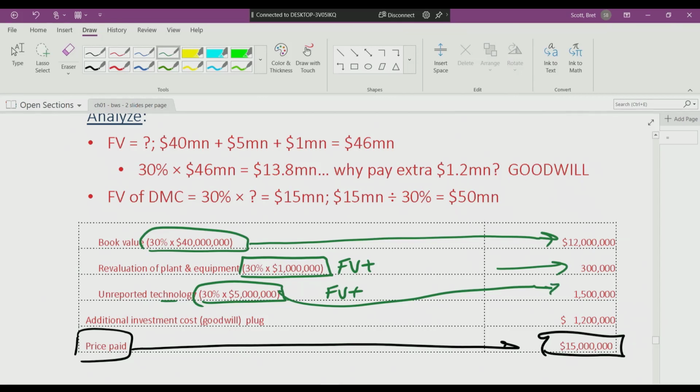And they can turn around and say, look, we have these fair value adjustments that aren't even reported on our balance sheet. You should compensate us for that, pay for that. You're going to invest 30% in our business. Acknowledge that there are these unreported assets that require fair value adjustments. And I might turn around and say, fine, I'll pay an extra $1.8 million.